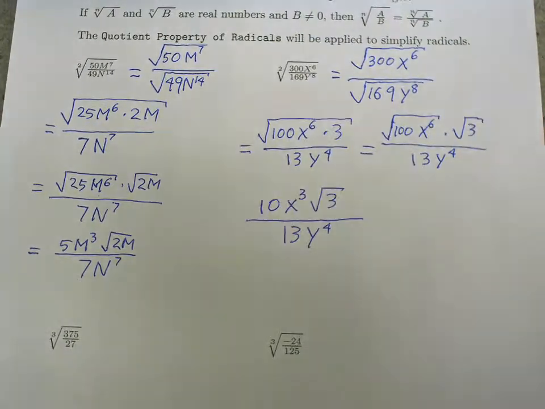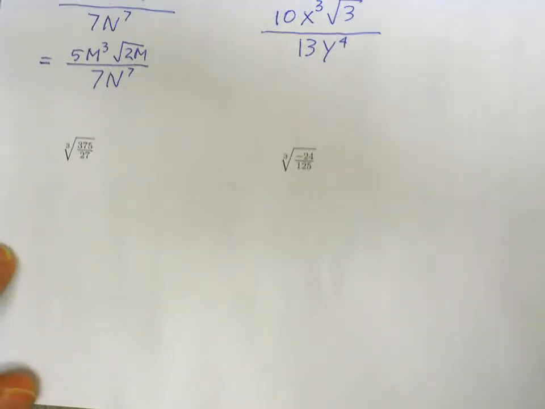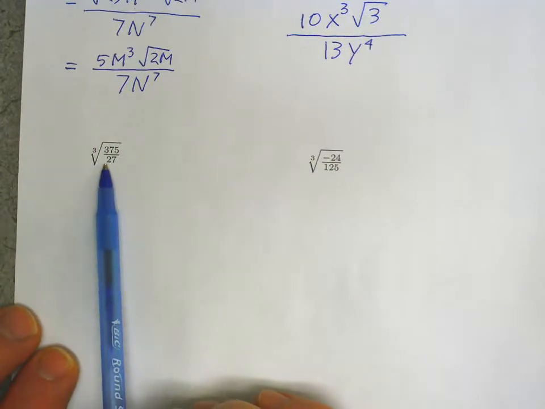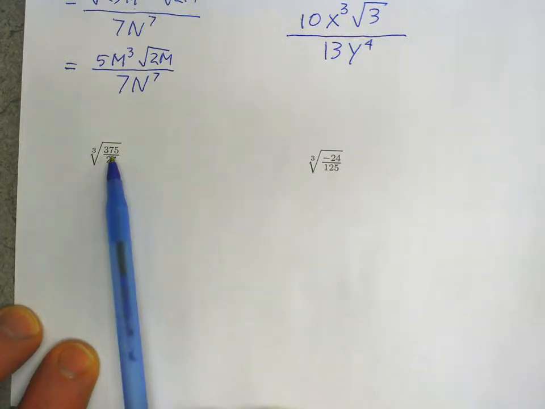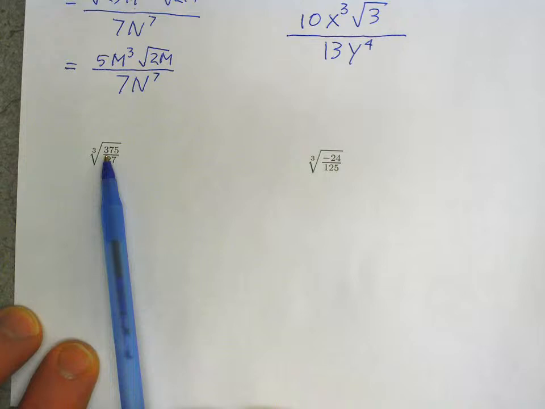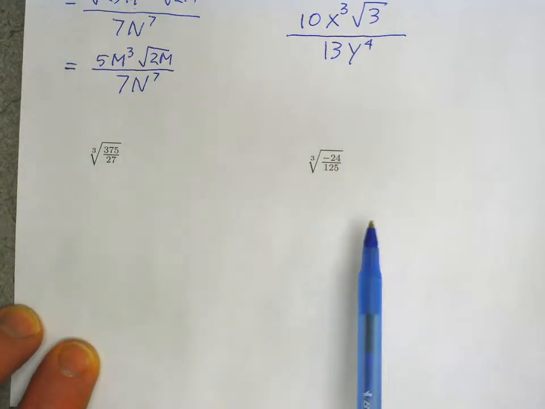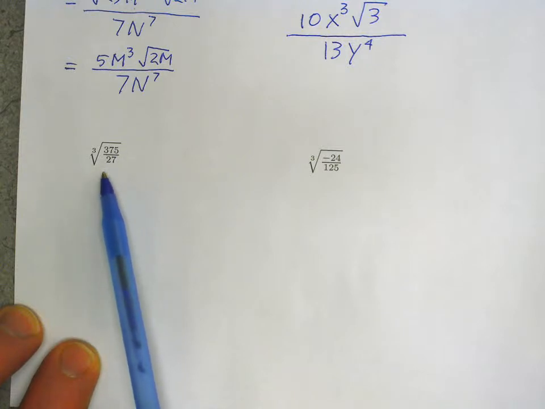Okay, a couple more examples on this page. Okay, the cube root of 375 divided by 27. The largest factor of 375 that's a perfect cube is 125. 125 times 3 is 375. And the denominator, 27, is a perfect cube.